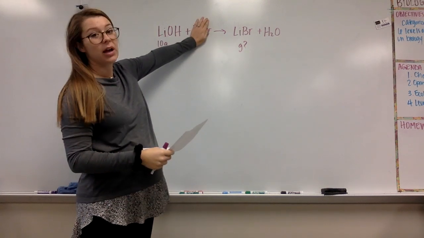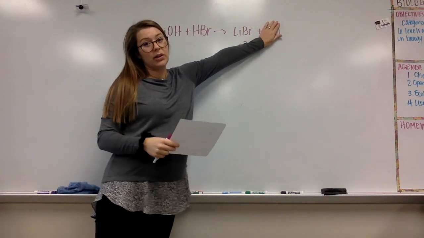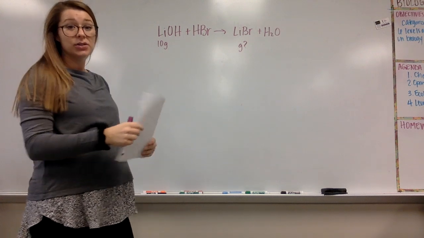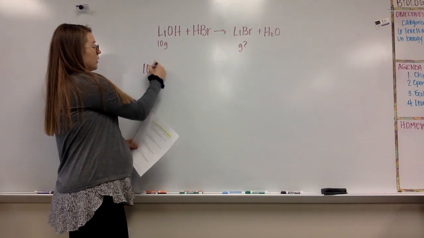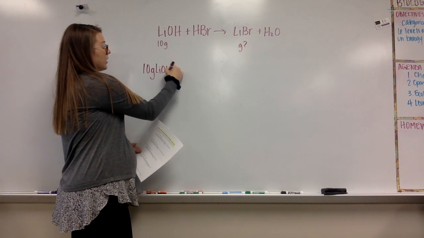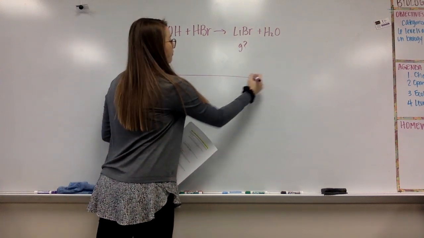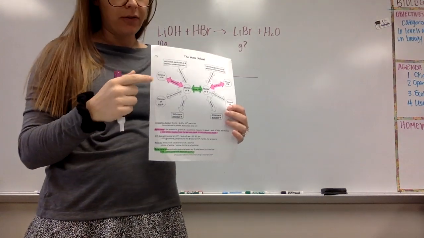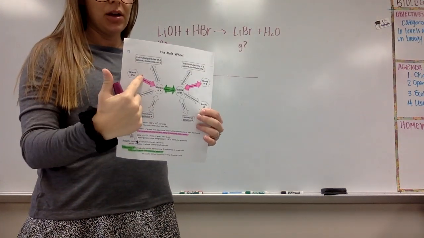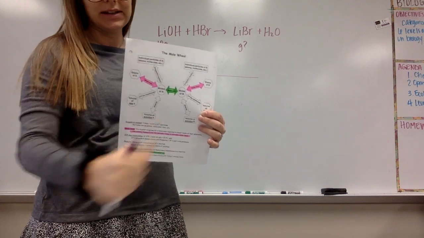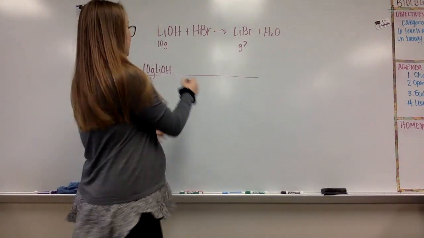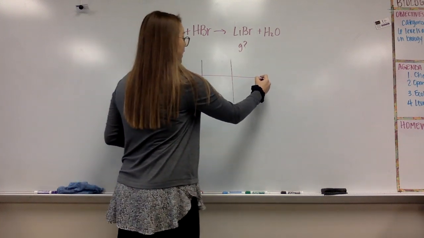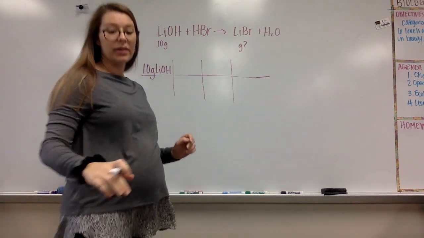just so you can see that we're not even working with this or this. The only two substances we're concerned with are this and this. So you're going to start your problem with 10 grams of lithium hydroxide. So since we know that we're going from grams to grams, we're going to have 1, 2, 3 steps in our problem. So I'm going to go ahead and put 1, 2, 3 steps here for us to work with.